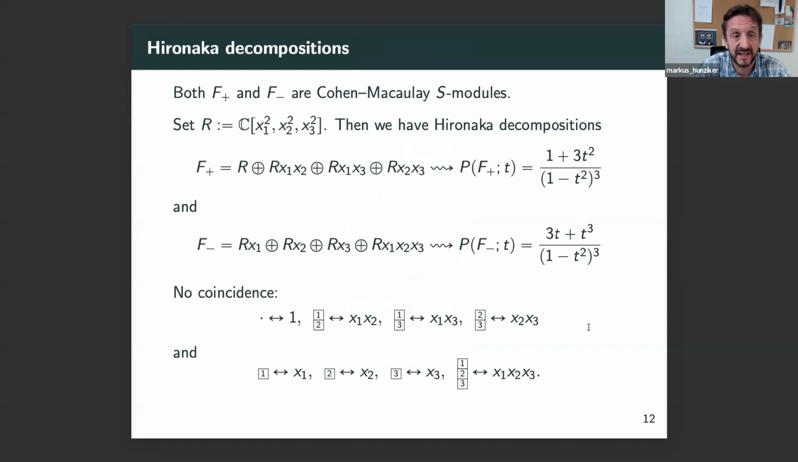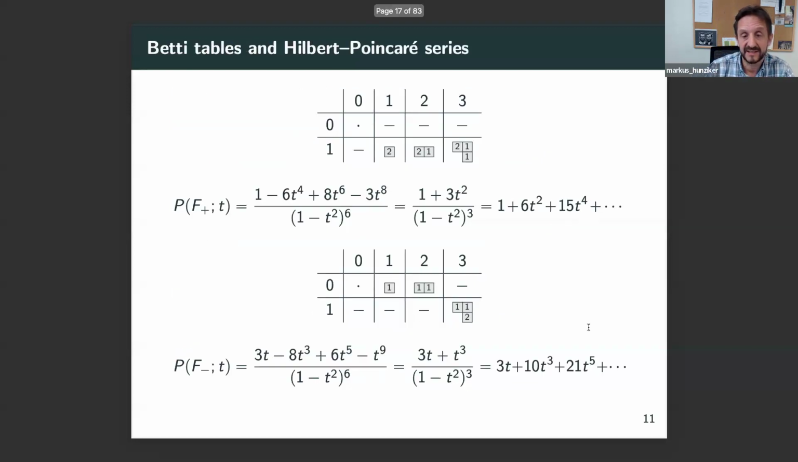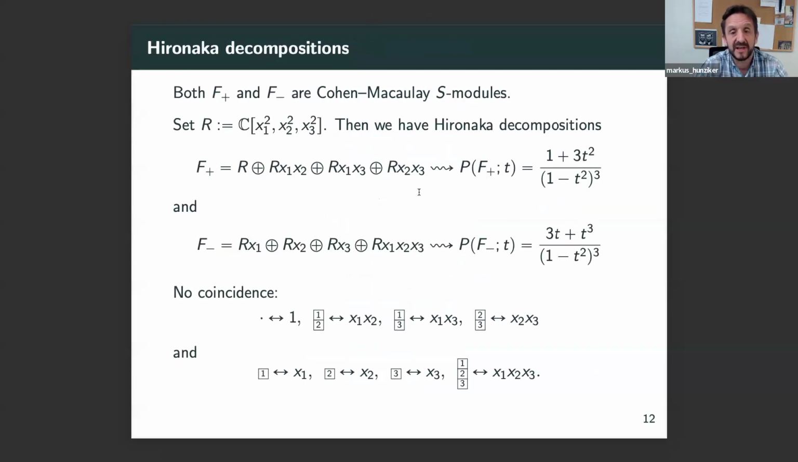F plus and F minus, these two spaces we looked at, are Cohen-Macaulay modules. A hint for that is that the Hilbert series here have positive numerator. When you have Cohen-Macaulay modules, you can write down so-called Hironaka decompositions. So you can view them as free modules over some polynomial subring. If you look at the polynomials x1 squared, x2 squared, x3 squared, then F plus actually can be written as a free module over this polynomial ring. These form a homogeneous system of parameters, and you can write F plus and F minus as free modules over this ring. And from that, you can immediately read off the Hilbert series too.